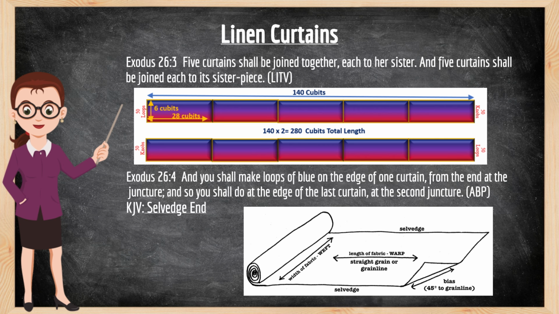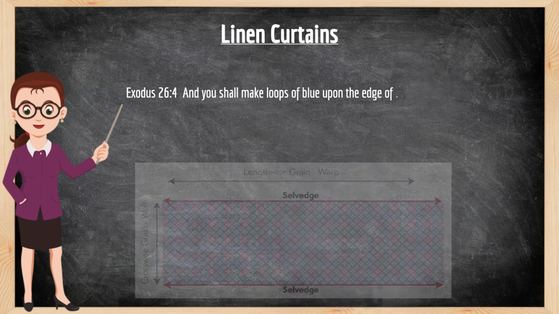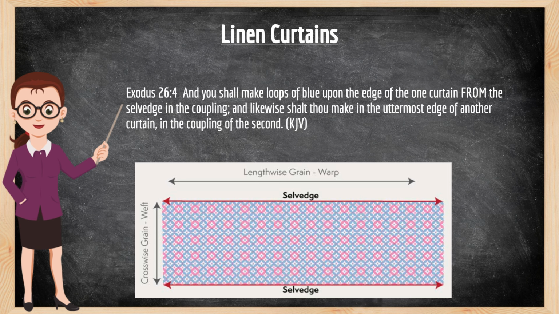This confuses some to believe that he's talking about the long edge of the curtain. They see the word selvage and run blindly with it. So let's rightfully divide the word and take a closer look at what King James is really saying. Exodus 26:4. And you shall make loops of blue upon the edge of one curtain from the selvaged in the coupling, and likewise shalt thou make in the uttermost edge another curtain in the coupling of the second.